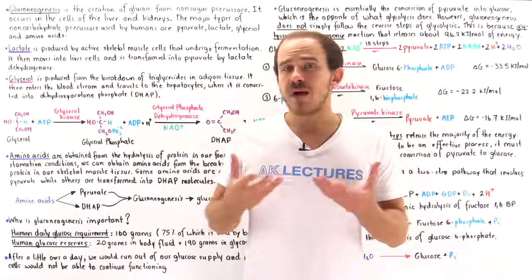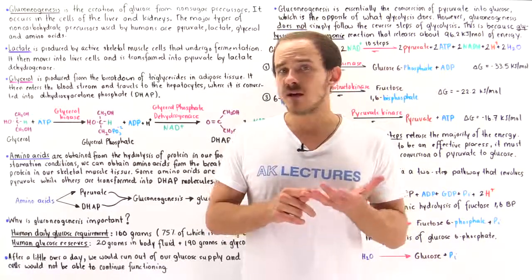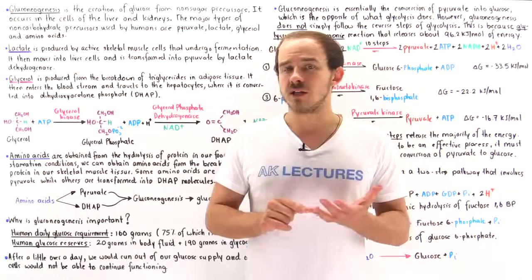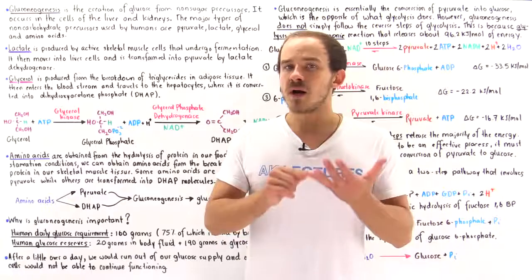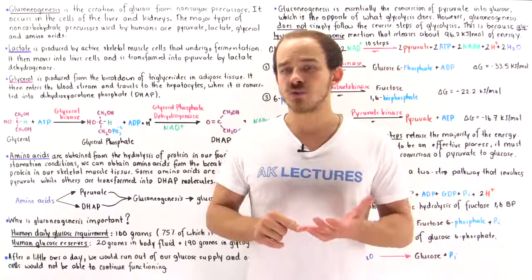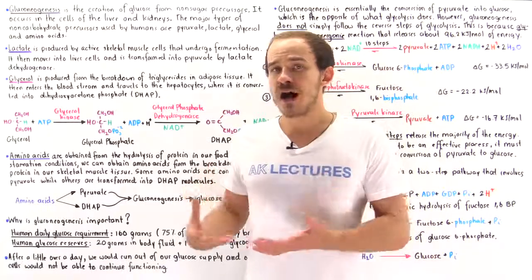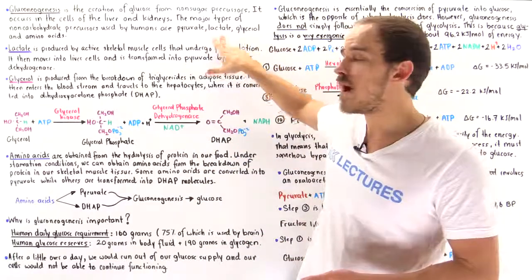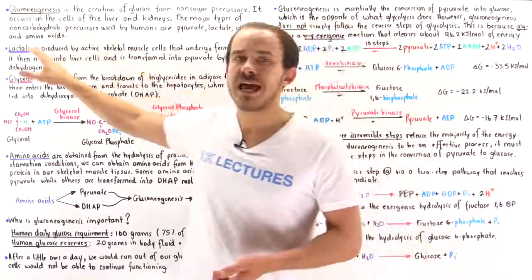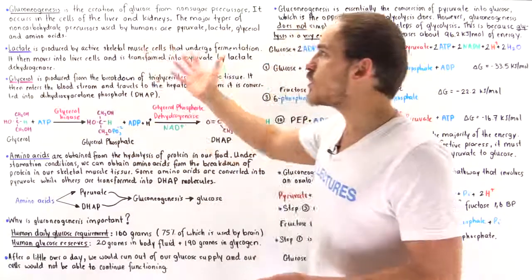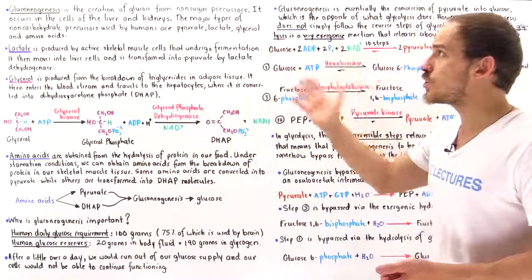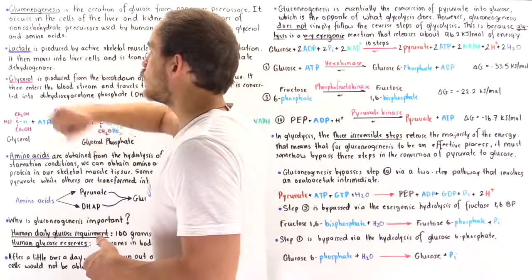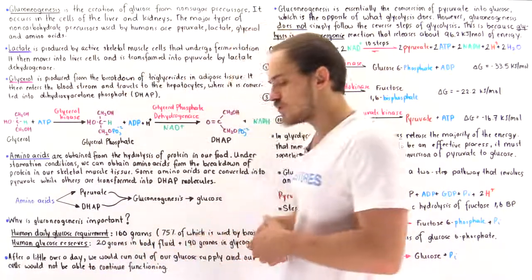Gluconeogenesis is the process by which certain types of cells of our body have the ability to actually synthesize glucose molecules by using non-carbohydrate precursor molecules. So these precursor molecules include pyruvate molecules, lactate molecules, glycerol molecules, and amino acids. So these are the major types of non-sugar precursors that we use inside our body to synthesize glucose via gluconeogenesis.